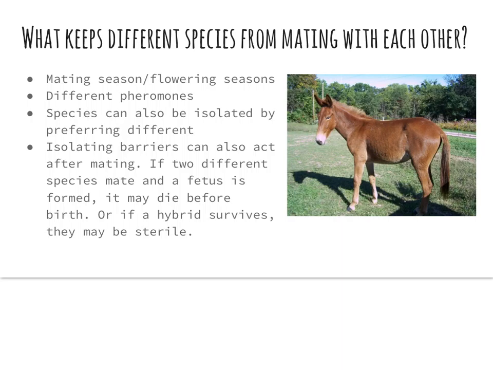However, isolating barriers can also act after mating. If two different species mate and a fetus is formed, it may die before birth, or even if the hybrid is to survive, it may be sterile. So, if different species cannot reproduce, how do new species evolve?